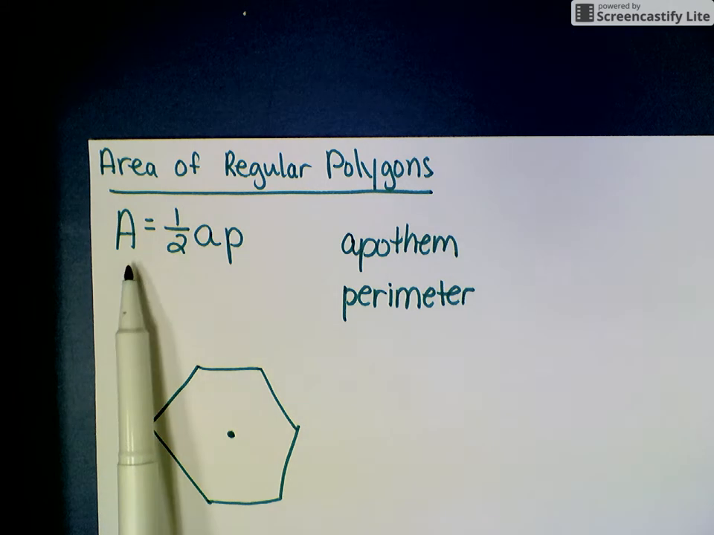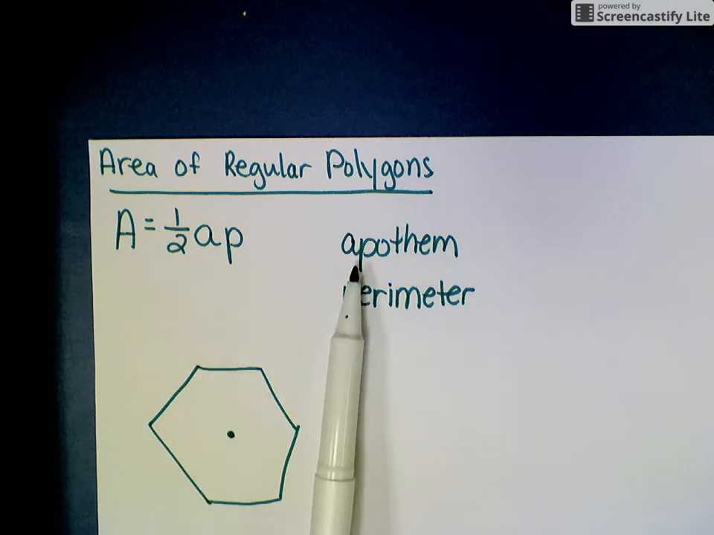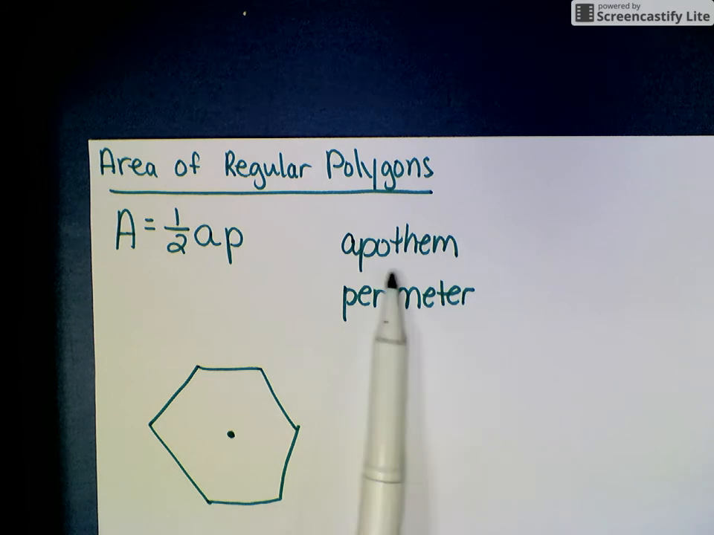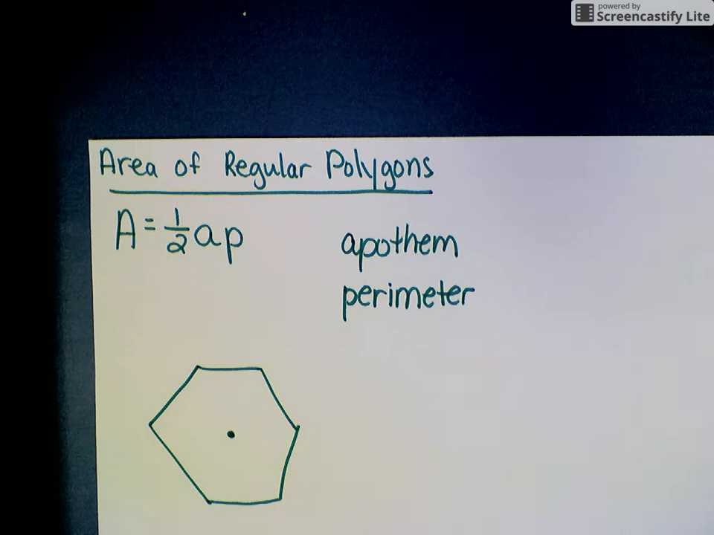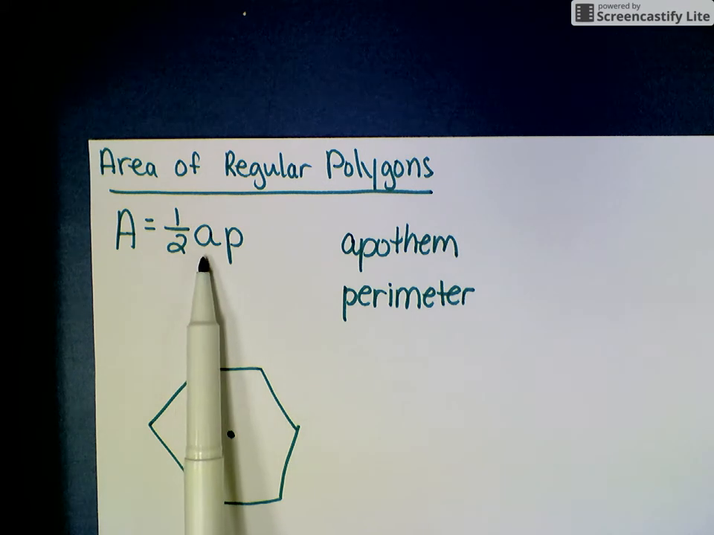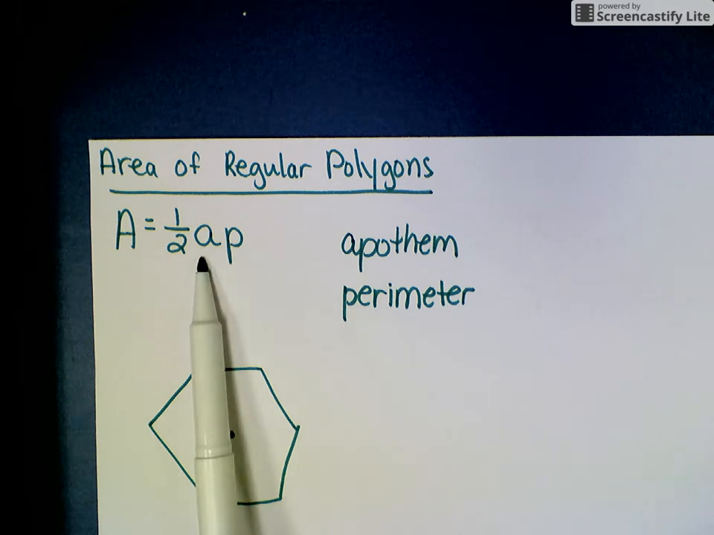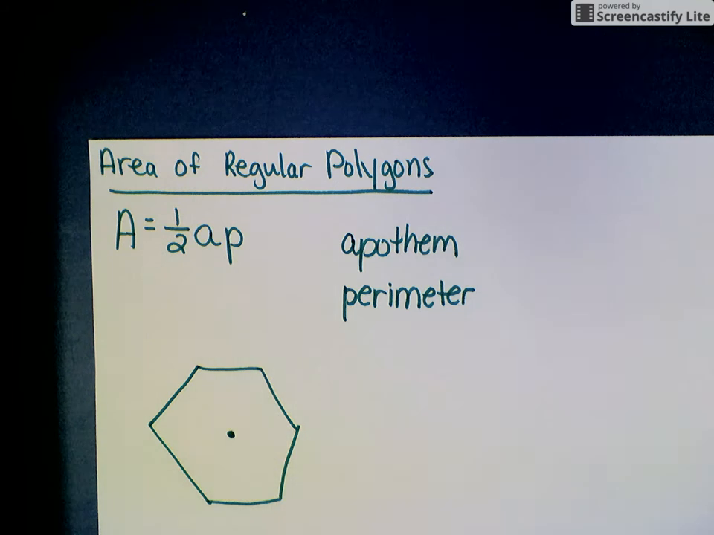And that formula, the area is 1/2 times A times P. Now, A stands for the apothem. We haven't talked about that yet. I will show you what an apothem is in a moment. And P stands for perimeter. Now, be careful. Some students think AP just stands for apothem. The A stands for apothem, and that's multiplied by the perimeter of the polygon.